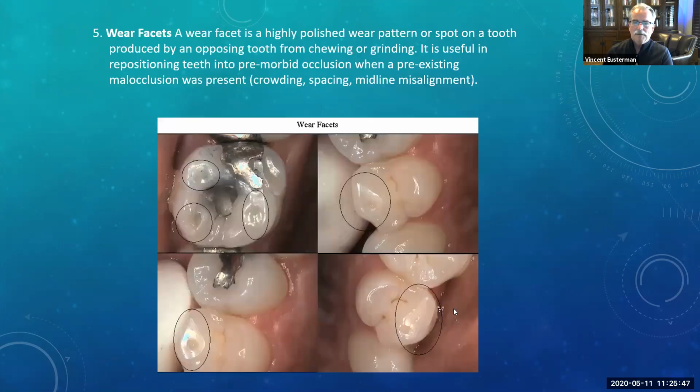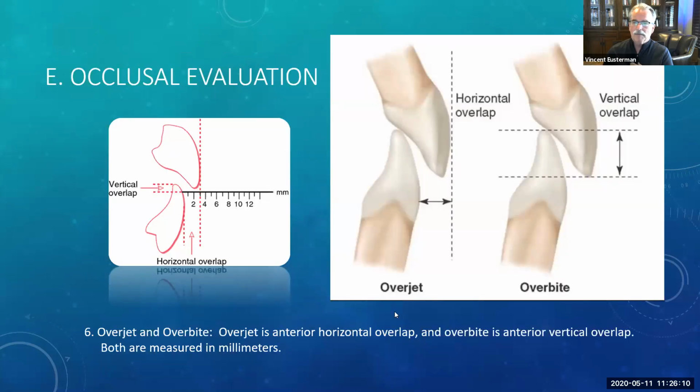Wear facets are something that you can interdigitate upper and lower teeth to, and when a tooth doesn't properly line up, you'll develop these flat planes, and you can see them here. They usually have a little dimple in the middle, but these are wear areas, and this is where teeth can come together nicely.